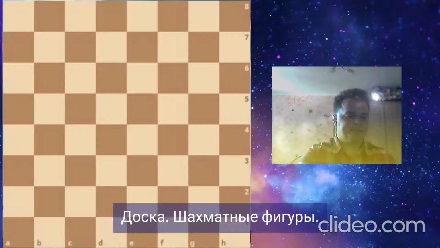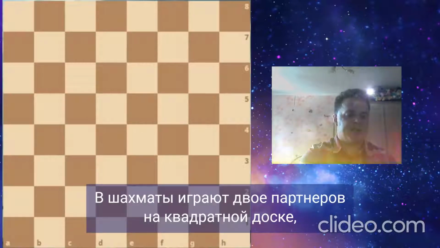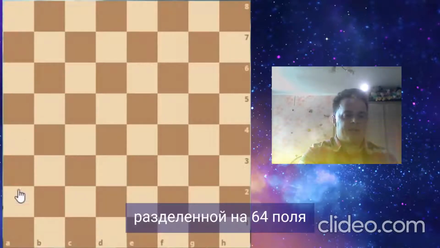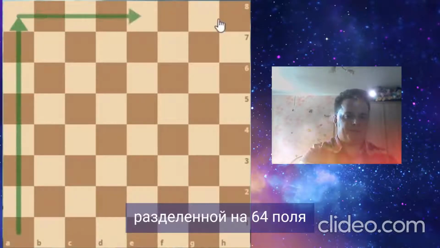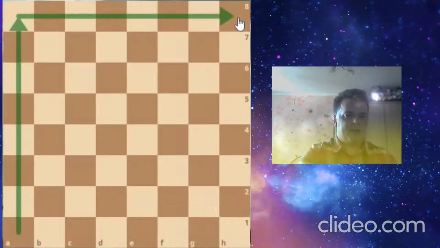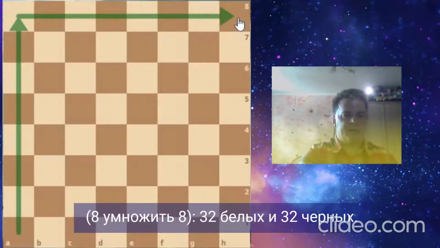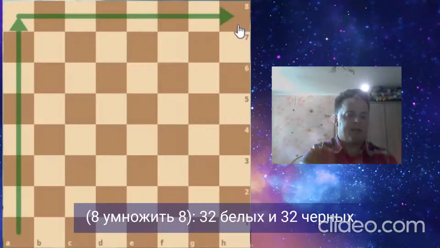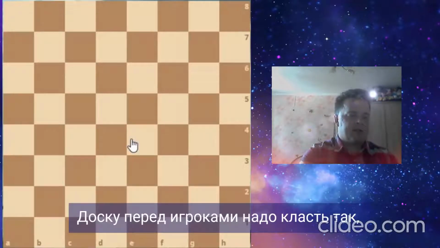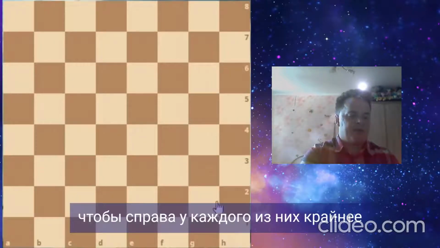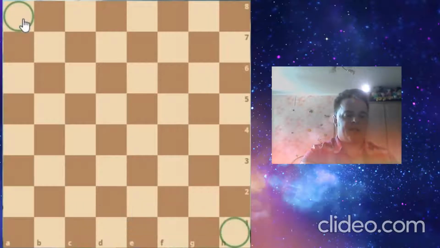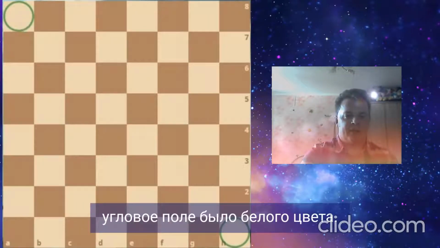First, chess figures. Chess is played by two partners on a square board divided into 64 squares, 8 times 8, 32 white and 32 black. The board in front of the players must be placed so that the extreme corner on the right of each of them is filled white.